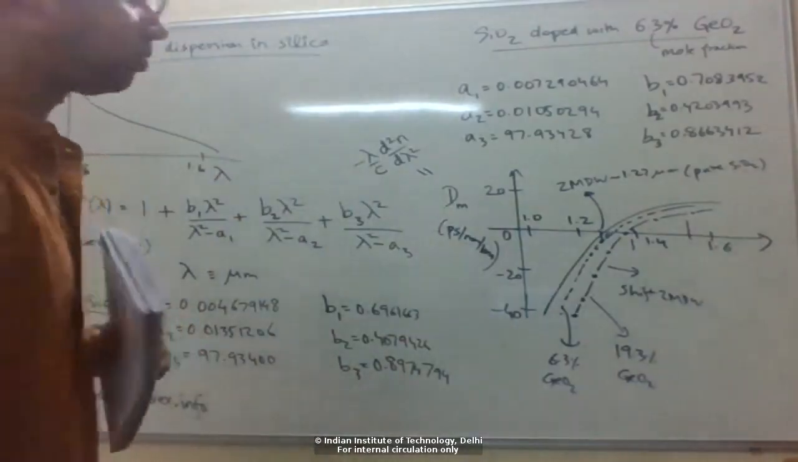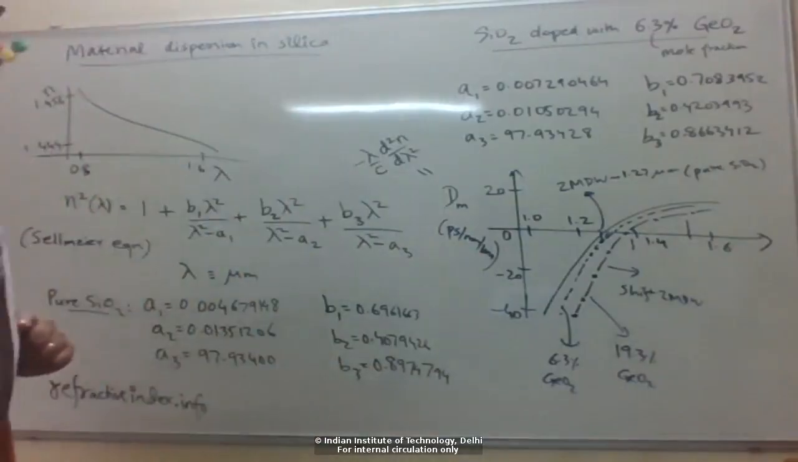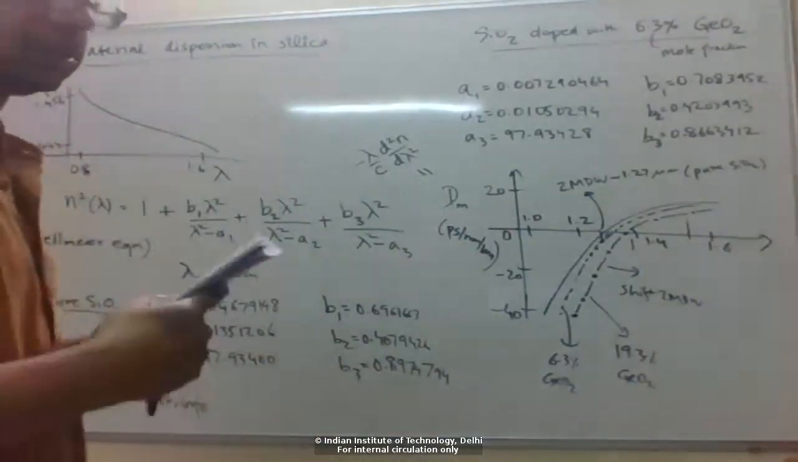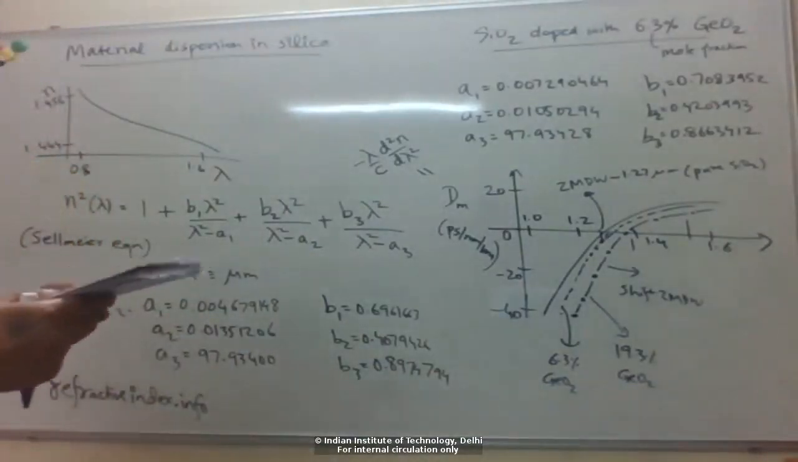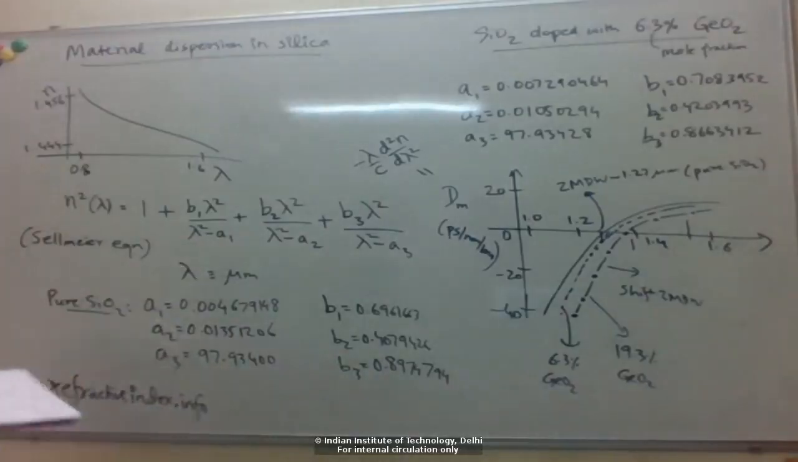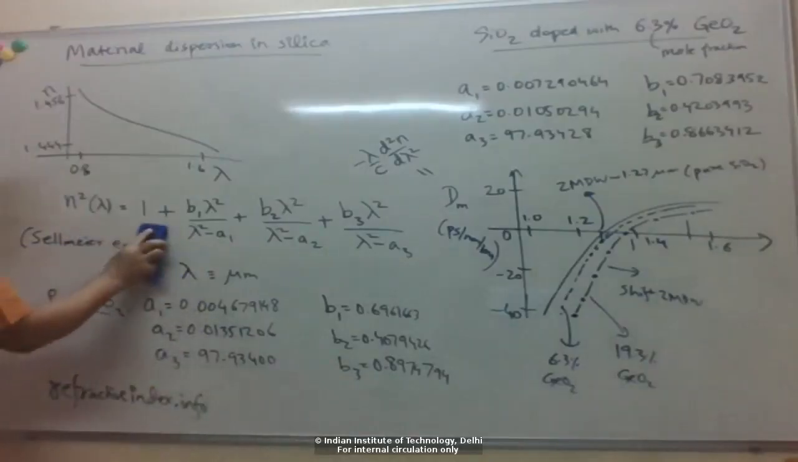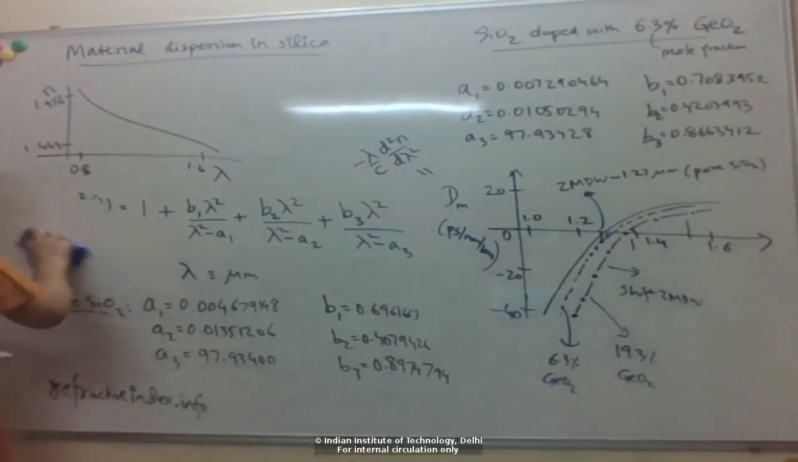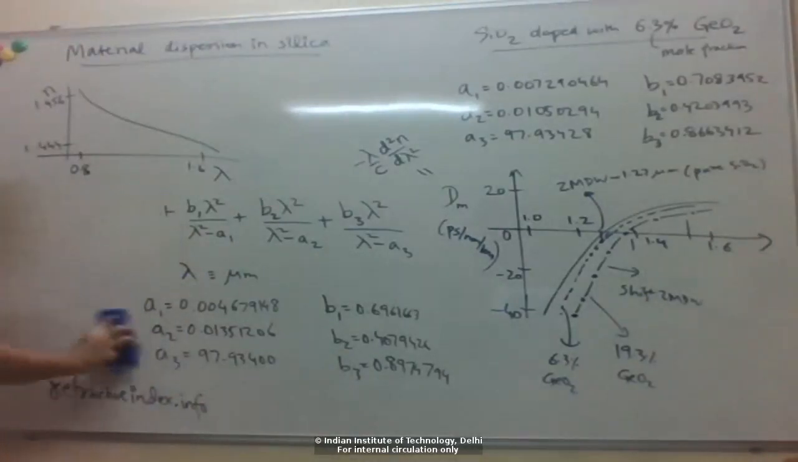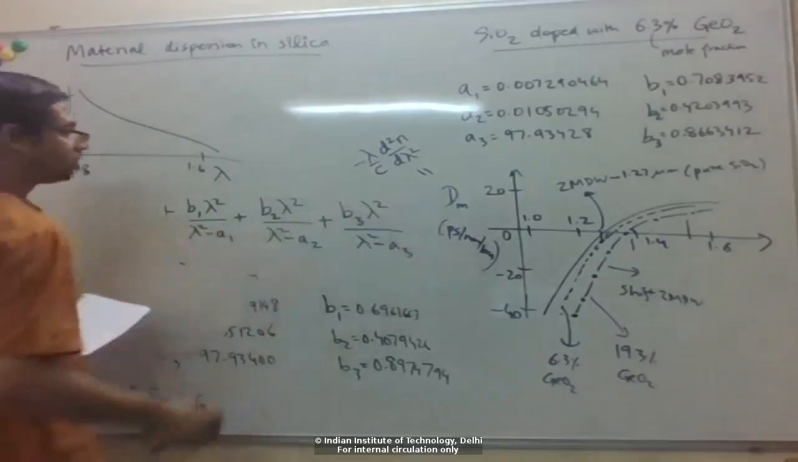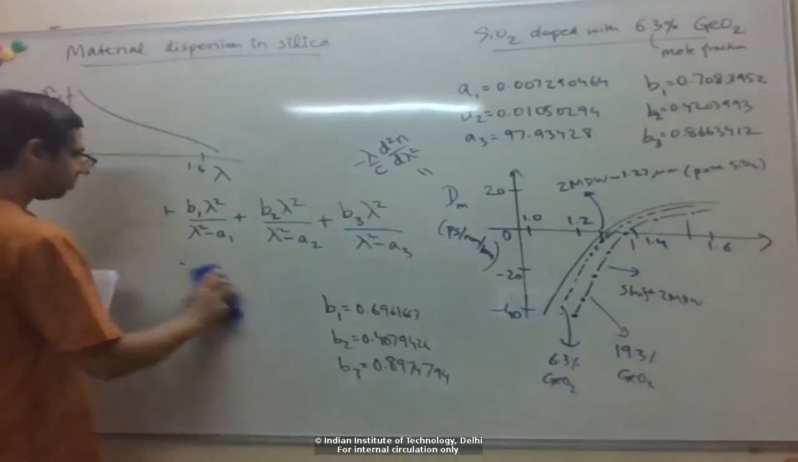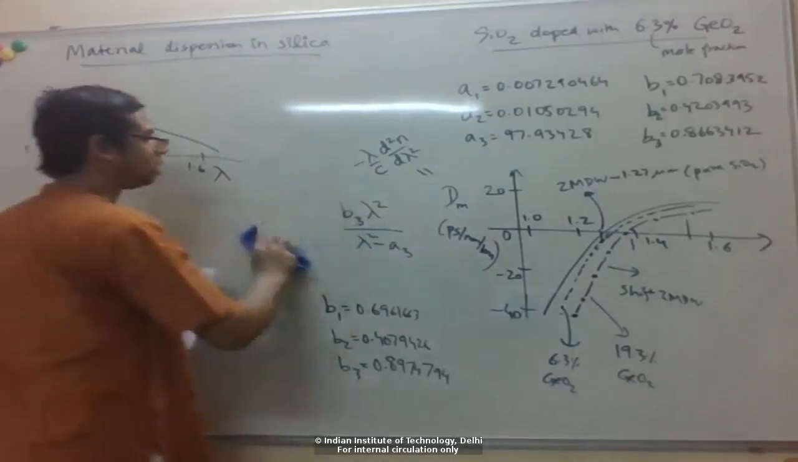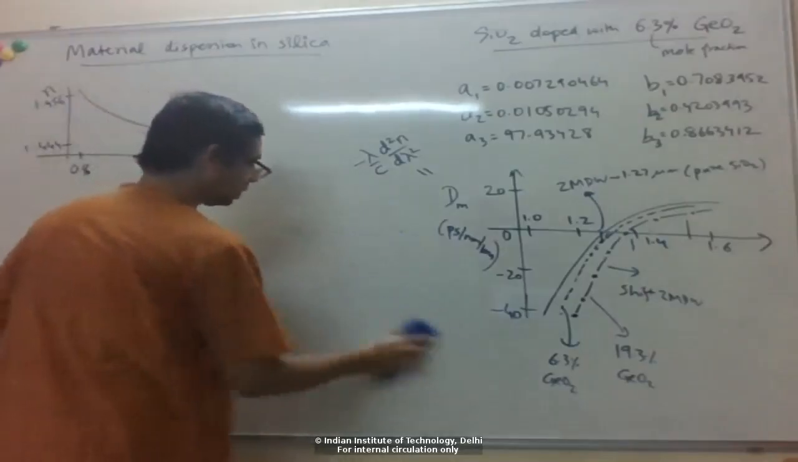And we dope anyway because, for example, we want an index difference between core and cladding. So we do doping anyway in fibers. And then from the next class, we'll see how, using waveguide dispersion, we can modify this curve even more and get the dispersion suitable to the application we want.